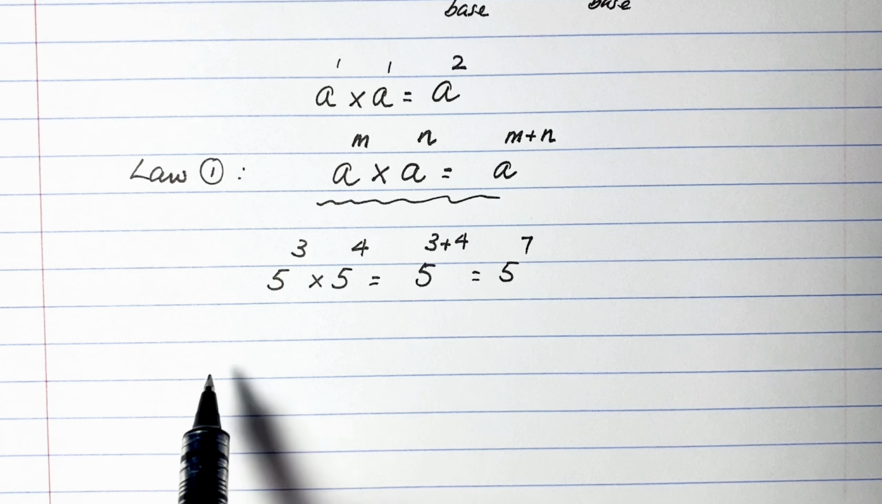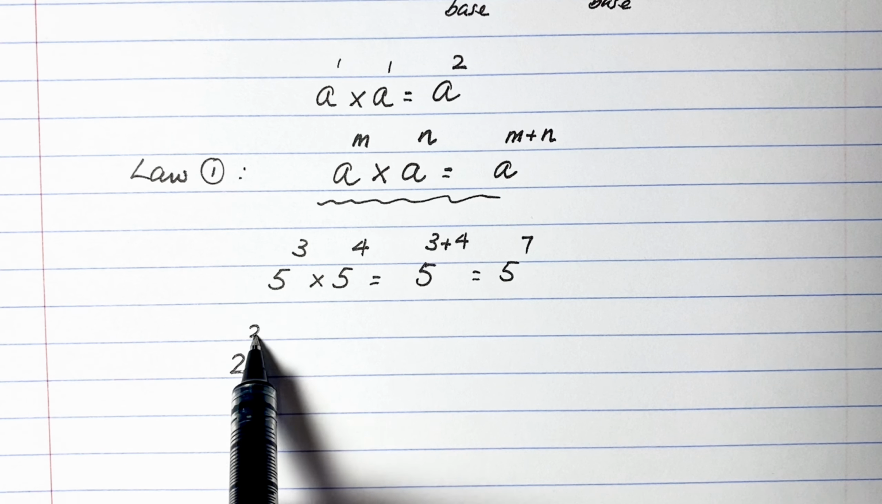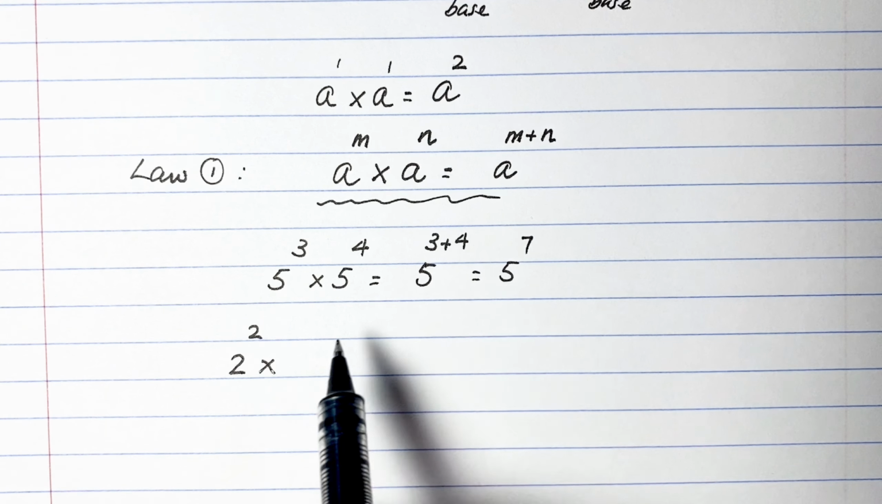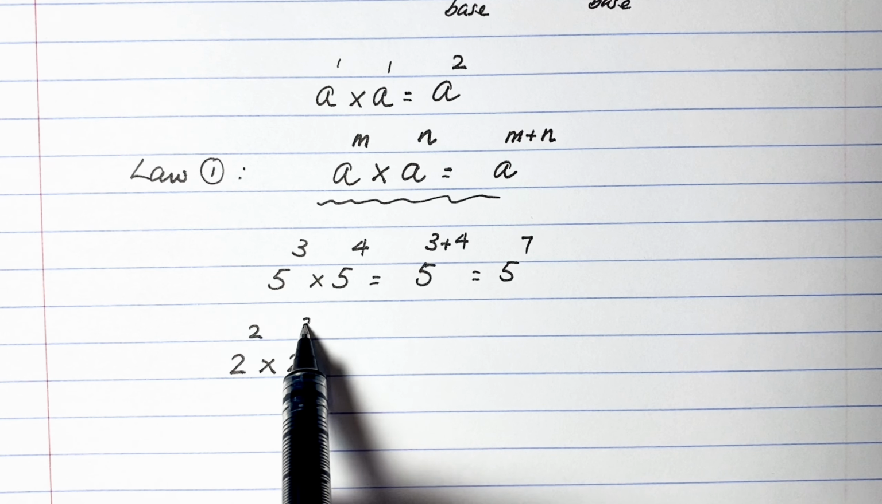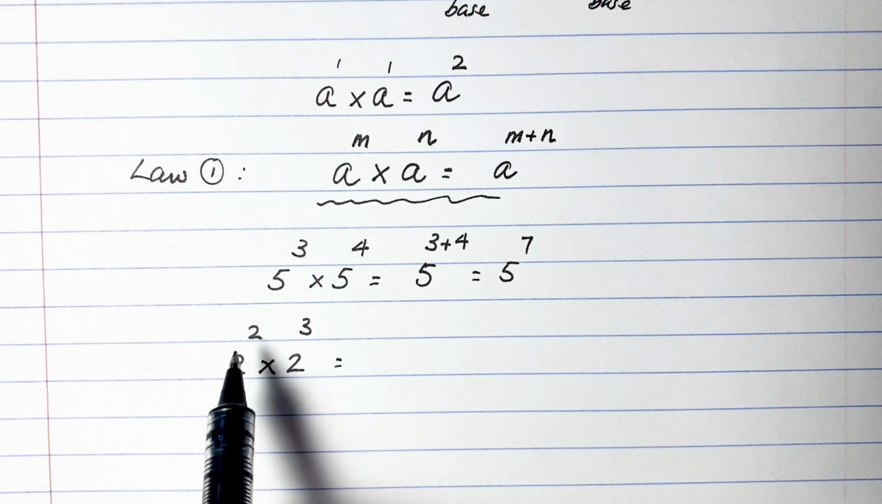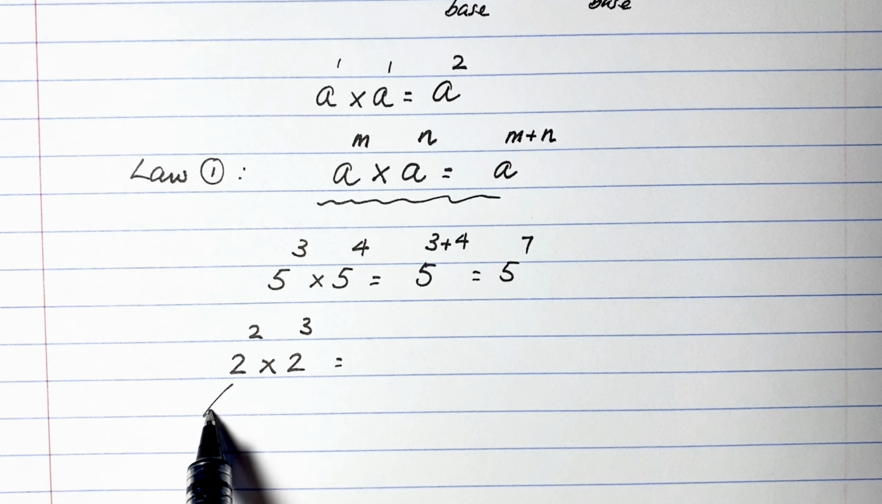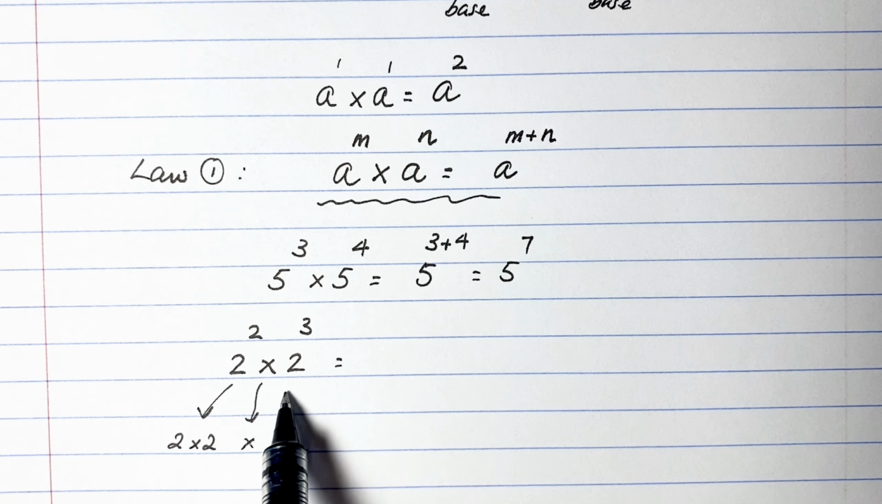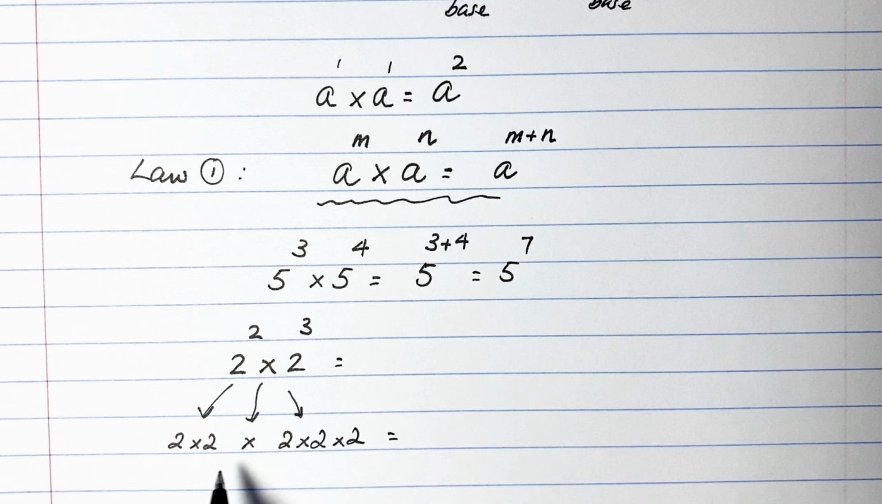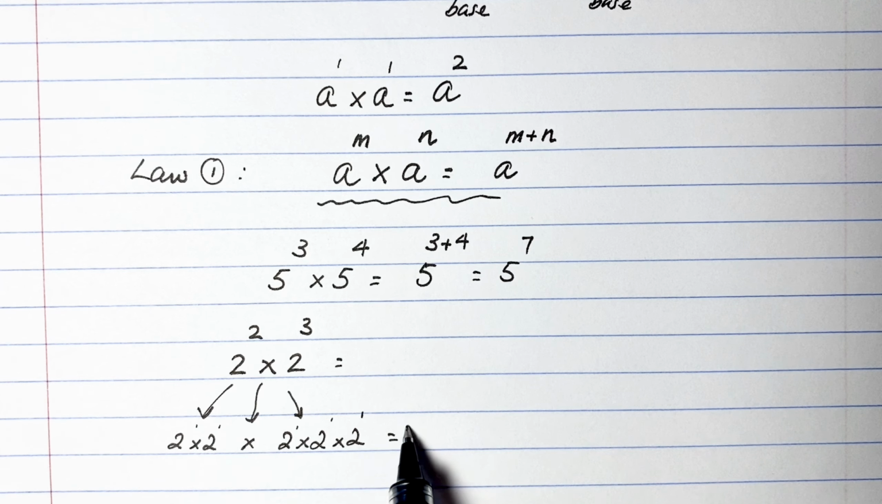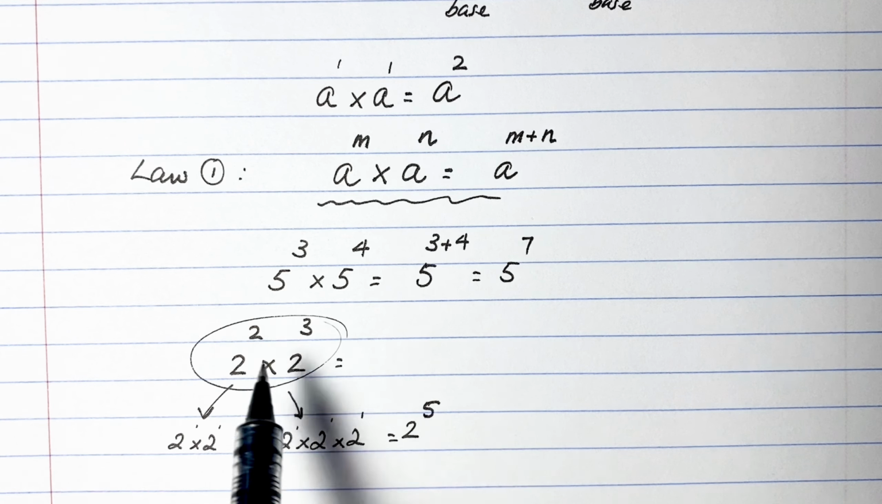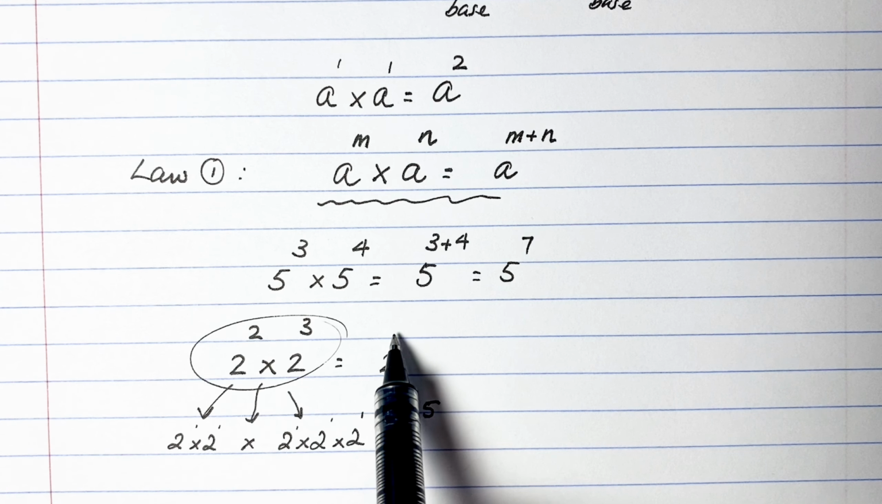Let's realize why we add the powers. Say we have this question. I wrote a small power so I can explain. 2 to the power of 2 means 2 times 2. Then we have times, and 2 to the power of 3 is 2 times 2 times 2. So I've got 1, 2, 3, 4, 5. So it'll be 2 to the power of 5. But I could have written this here by writing the base and adding the powers.